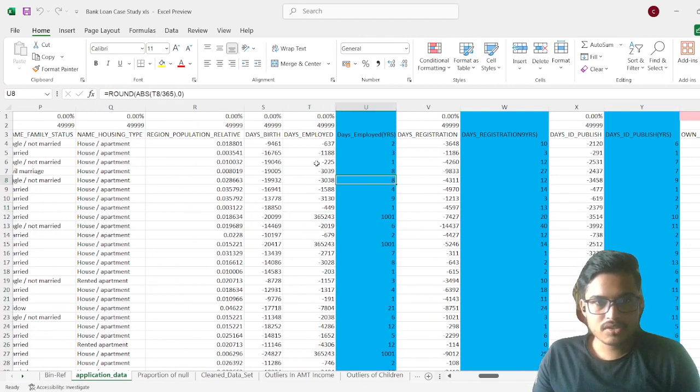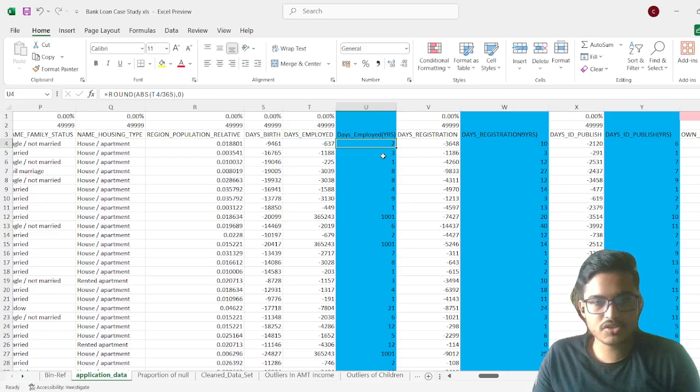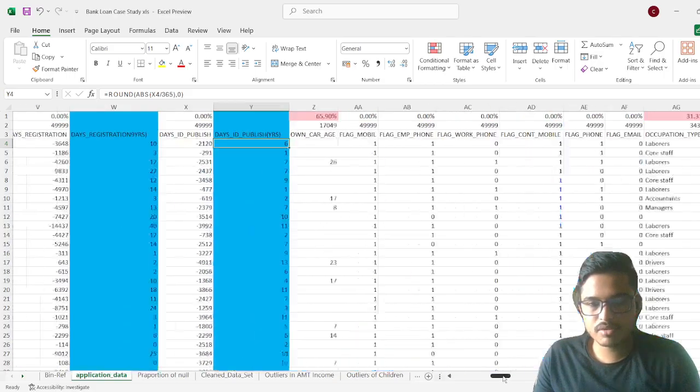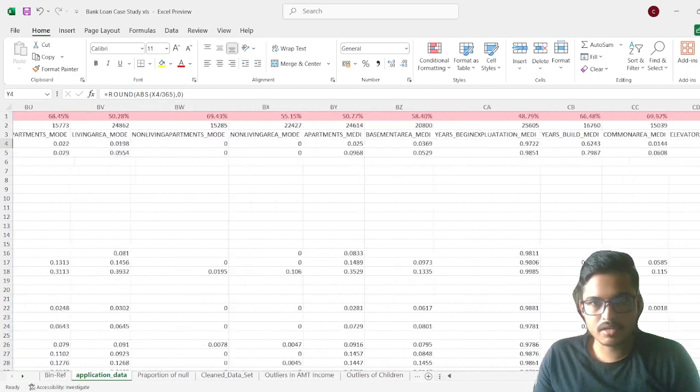For our tasks, I would like to show that we have converted our days employed to years. First we used the ABS function to make the negative number positive and then divided by 365, and then we used the round function, so that it rounds to the nearest integer. So this is the days employed here. Same thing with days registration and days in publish. We have also highlighted the cells using the blue color.